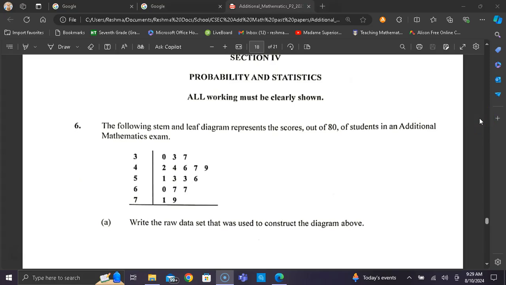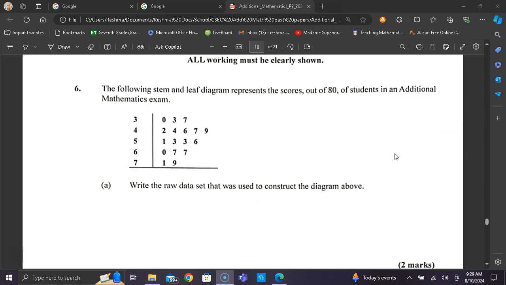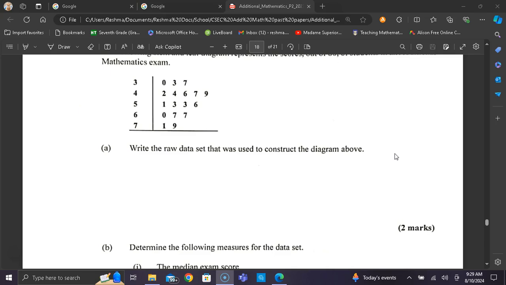Hi everyone, so we've come to the last question in the June 2024 CSEC Add Math Paper, which is on probability and statistics. In this question, we have a stem and leaf diagram which represents the scores out of 80 of students in an Add Math exam. Part A: we have to write the raw data set that was used to construct the diagram above, and that was worth 2 marks.